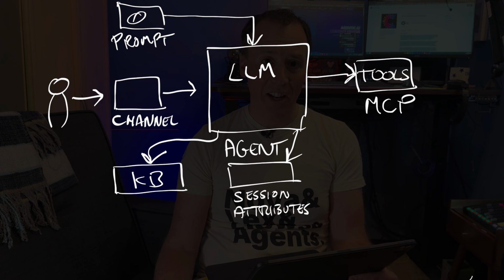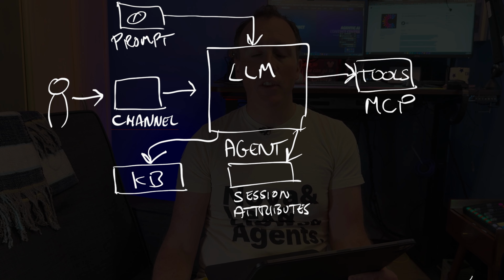And once the agent can actually do things, there's real power in that, which means that you do need to think carefully about what you don't want it to do.